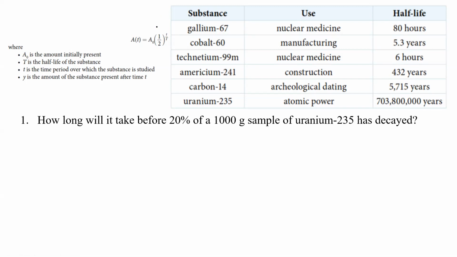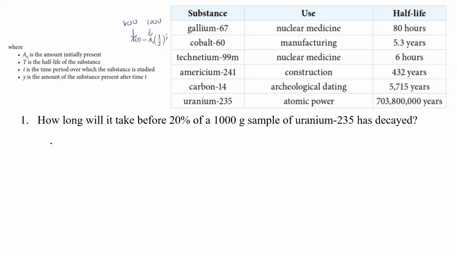And so what we want to do in this case is, how long will it take before 20% of a 1,000 gram sample of uranium-235 has decayed? Okay, well, what is 20% of 1,000 grams? Well, that's going to be 200. And so how much is left over? Well, that's 800. So that means this is going to be 800 grams. And our zero time is going to be 1,000. So we've decayed 20%, which is 200.